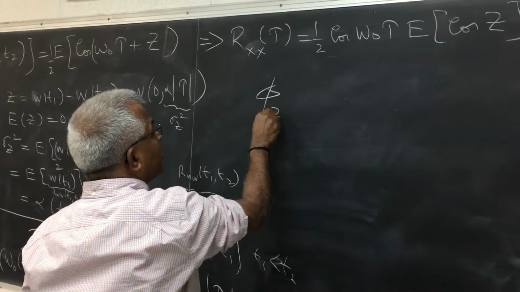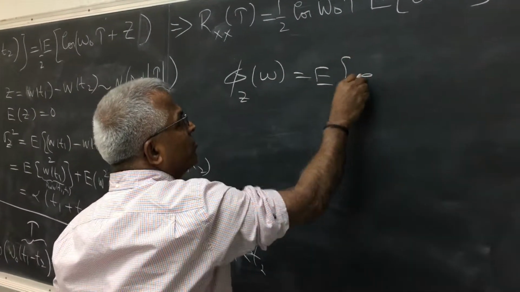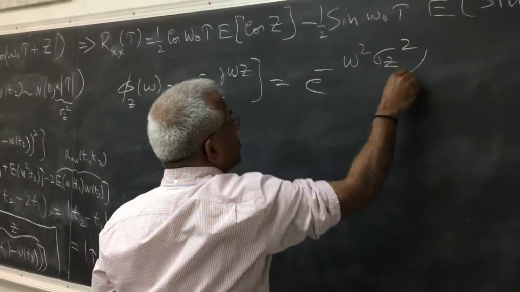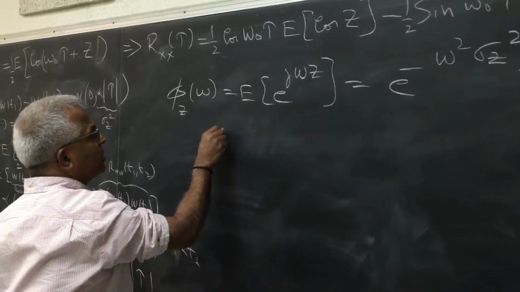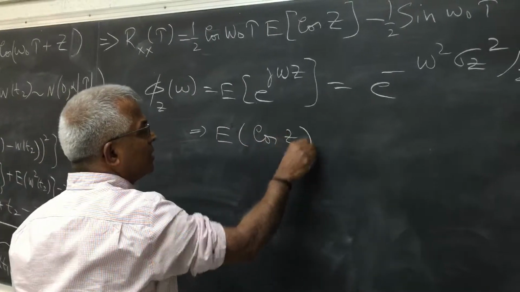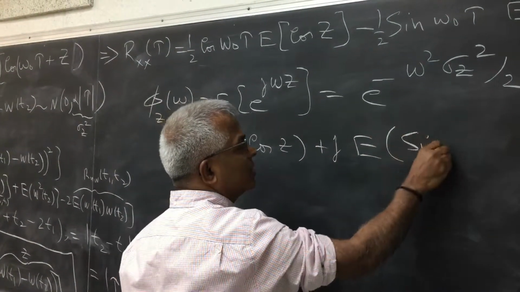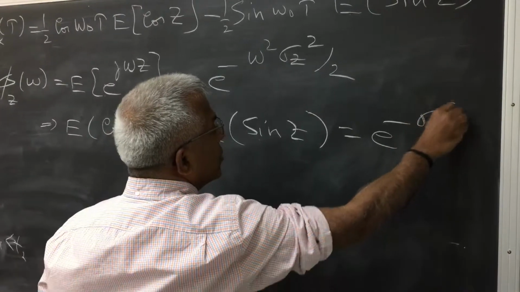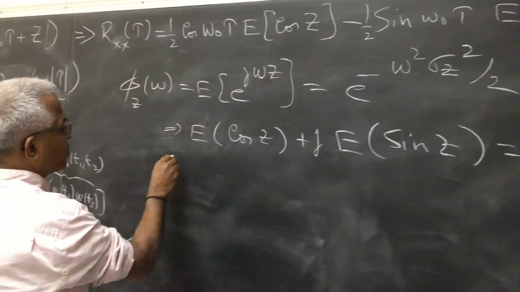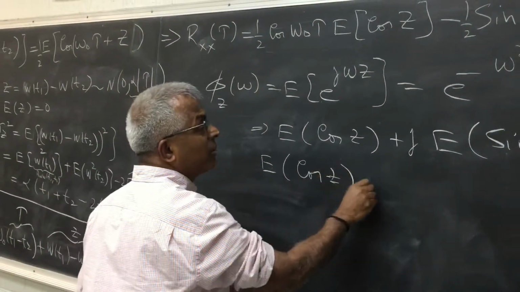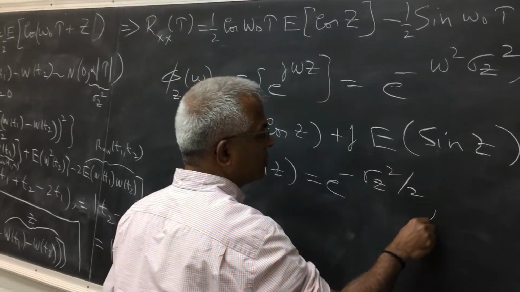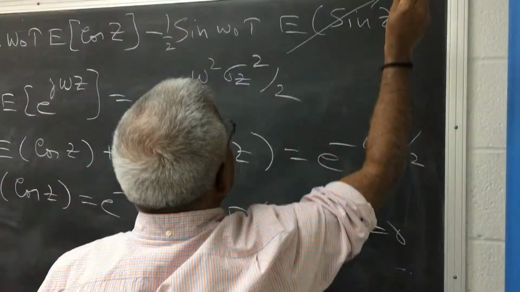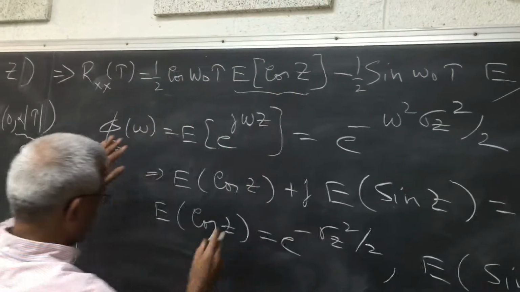So the question is, how do you express this? On the other hand, if you look at the characteristic function of z, that's the expected value of e raised to j omega z. For a zero mean random variable, this is e raised to minus omega squared sigma z squared by 2. So if you put omega equal to 1, this leads us to the expected value of cos z plus j times the expected value of sine z equals e raised to minus sigma z squared by 2. So the expected value of cos z is the real part, which is e raised to minus sigma z squared by 2, and the expected value of sine z is 0. So this term actually goes to 0.